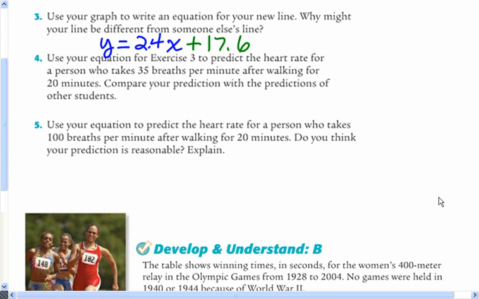All right, this is part 3 of the video. Now that we have an equation, we want to just learn how to use that equation. It says use your equation from exercise 3 to predict the heart rate for a person who takes 35 breaths per minute after walking for 25 minutes.